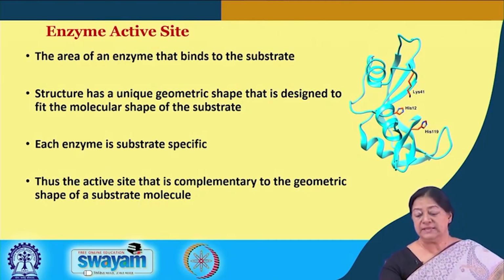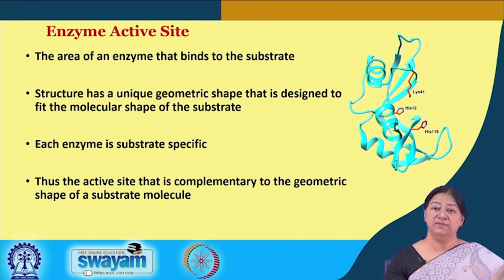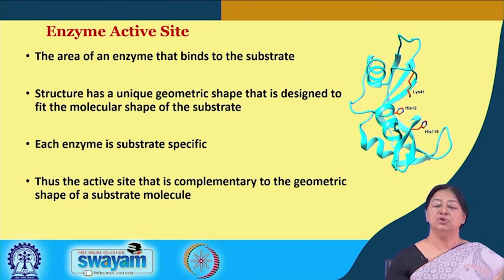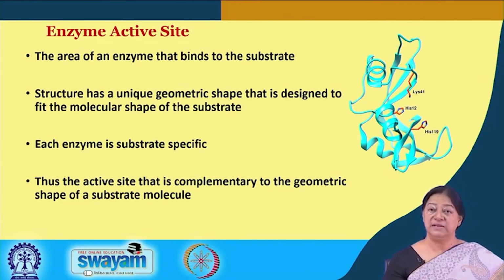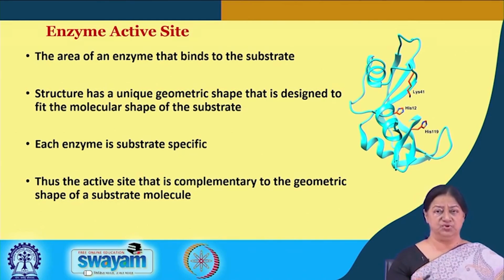If we look at what an enzyme active site is, I have been talking about the enzyme active site. This is the area of the enzyme that binds the substrate. The structure has a unique geometric shape that is designed to fit the molecular shape of the substrate. So, there is a shape complementarity in addition to a chemical complementarity. Each enzyme is very substrate specific. So, the active site is complementary to the geometric shape of the molecule.